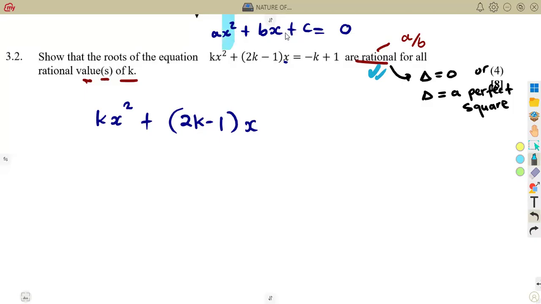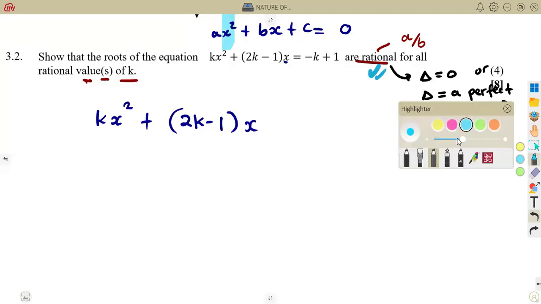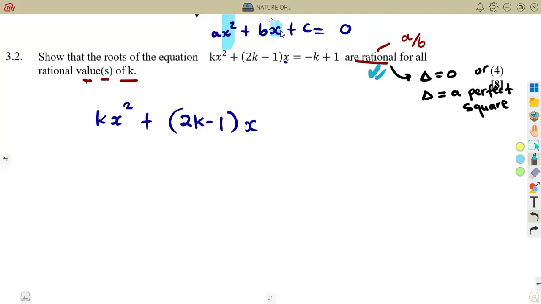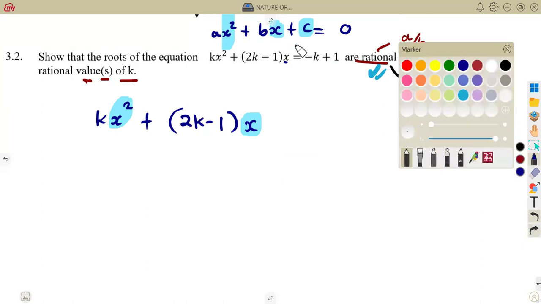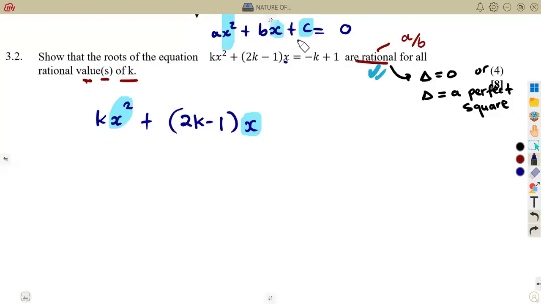Ax squared, plus bx, plus c, the constant. This is the part of x squared. This is the part of our x. What about the constant? The constant is the part where we do not have x, totally. And this is the part that we have here. So we have to take it to the other side so that we properly see our constant.